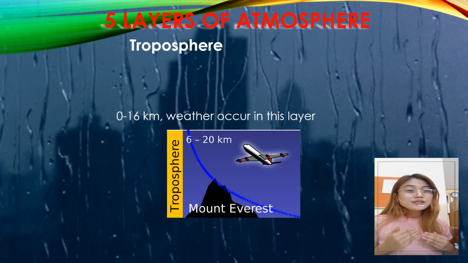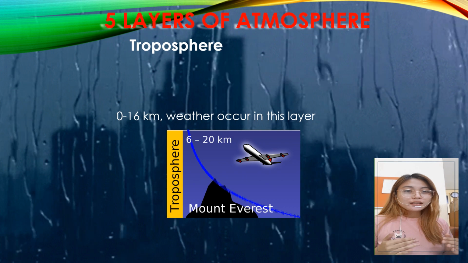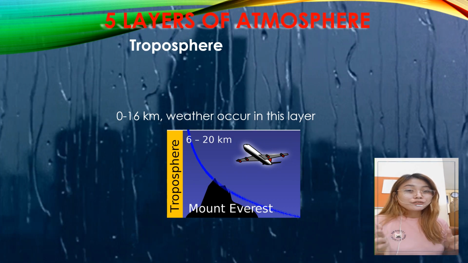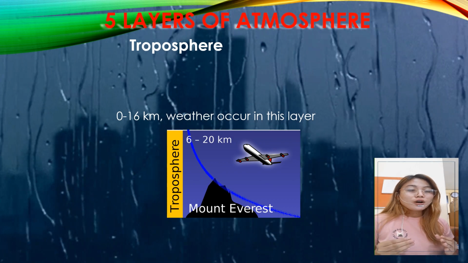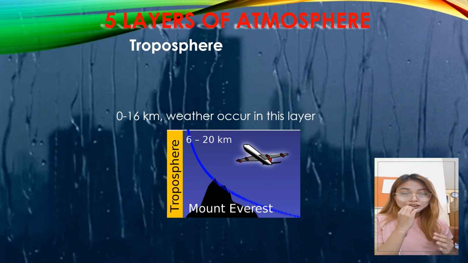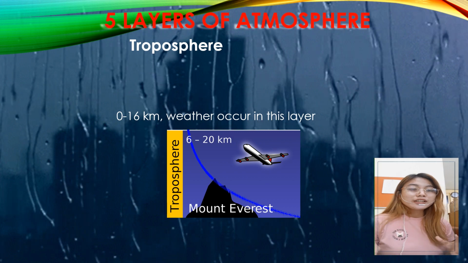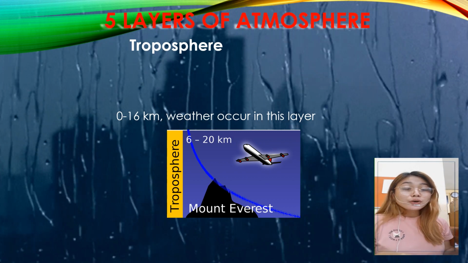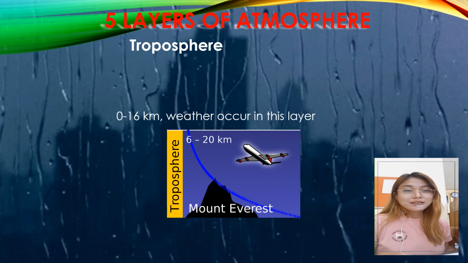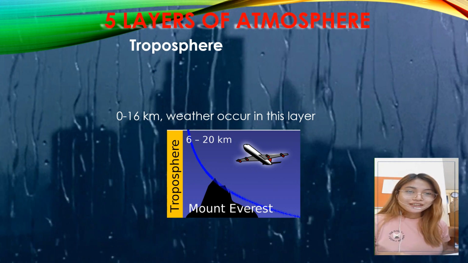So the first layer of atmosphere is called the troposphere. It extends from 0 to 16 kilometers, and it is also called the weather layer of the Earth. Typically all the weather here occurs, such as rainy days, sunny days, and stormy days. This is also the place where we live, the troposphere.